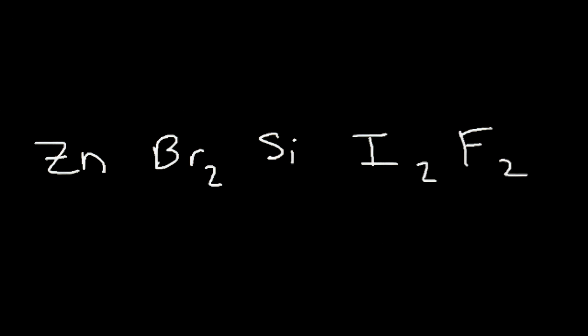Now, which of the following is a solid at room temperature? Iodine is a purple solid. And which one is a gas? Fluorine is a gas at room temperature.